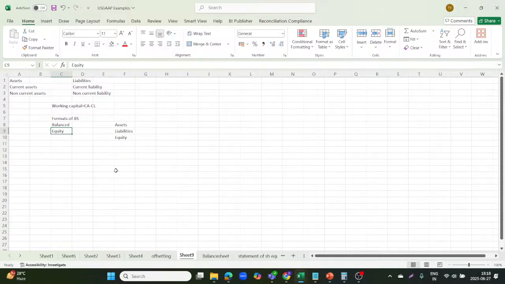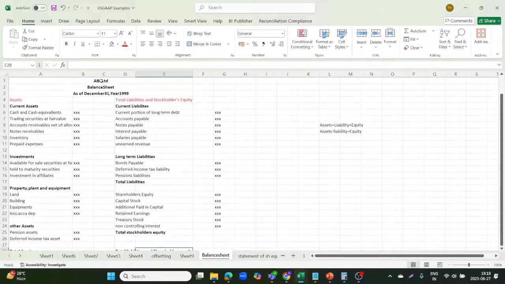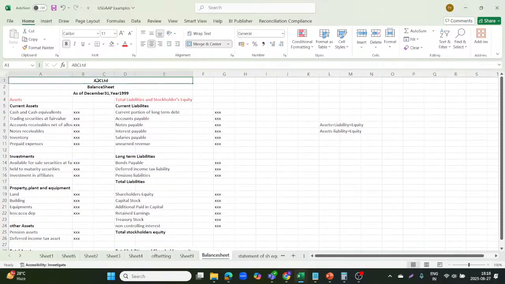Now there are three elements on the face of the balance sheet that you need to show. First, you need to show the legal name of the entity. Then you need to show the title, that is the statement of financial position or balance sheet. If you're preparing an income statement, it will be income statement or statement of income, and so on. Then we have to show the date of the statement, that is as on date. So this is what you need to show on the face of the balance sheet.